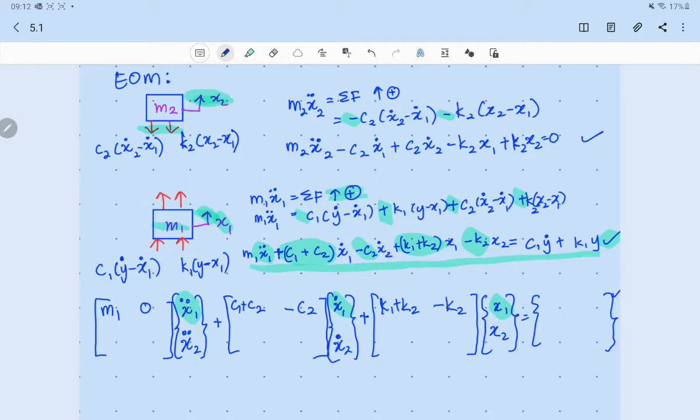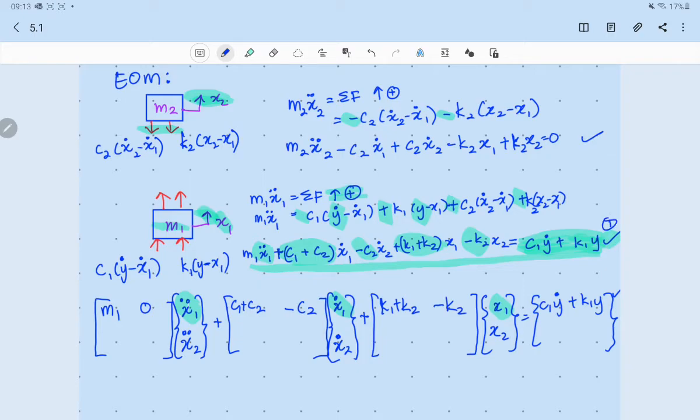Then you notice that we do have expressions y dot and y here. You know y is usually the input to the system, so we have to leave it on the right hand side of the equation. All the forces are on the left hand side, but the input will be on the right hand side of the equation. So we just go ahead and write that in full. You just have c1 y dot plus k1 y. Then we go to the next equation, the second equation.